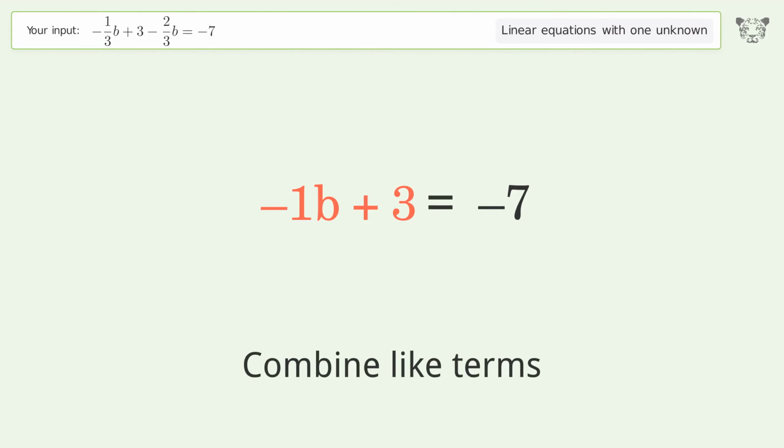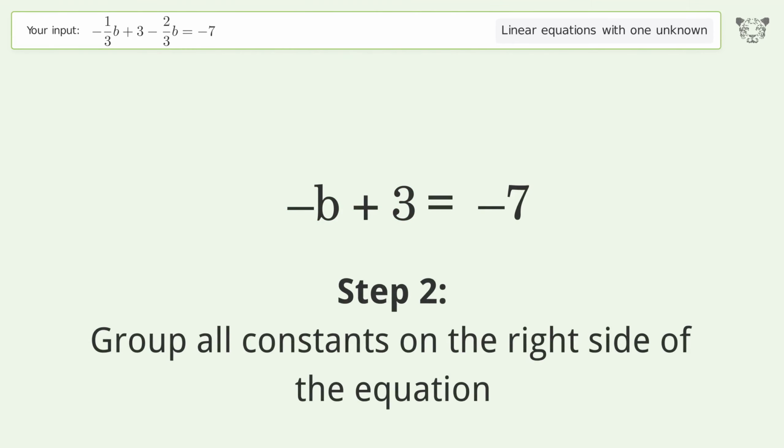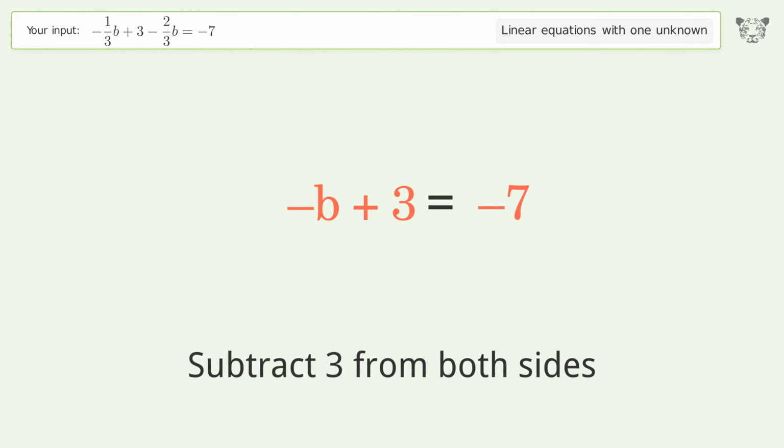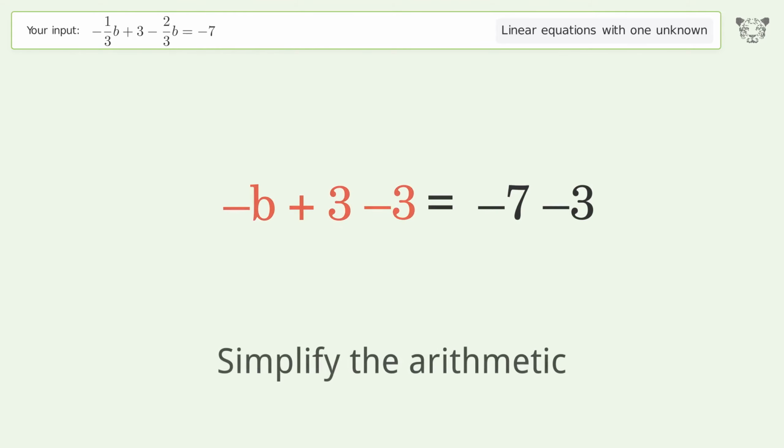Combine like terms. Group all constants on the right side of the equation. Subtract 3 from both sides. Simplify the arithmetic.